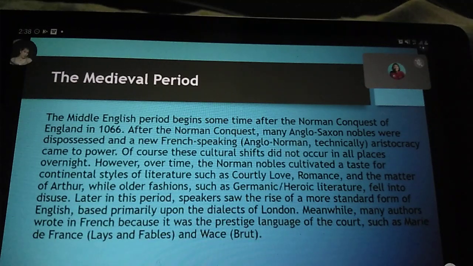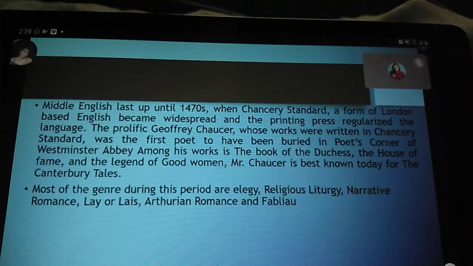Then later in this period, speakers saw the rise of a more standard form of English, based primarily upon the dialects of London. Meanwhile, many authors wrote in French because it was the prestige language of the court, such as Marie de France, also known for Lays and Fables, and Wace, also known for Brut. Middle English lasts up until the 1470s, when Chancery Standard, a form of London-based English, became widespread and the printing press regularized the language. The prolific Geoffrey Chaucer, whose works were written in Chancery Standard, was the first poet to have been buried in Poets' Corner of Westminster Abbey.